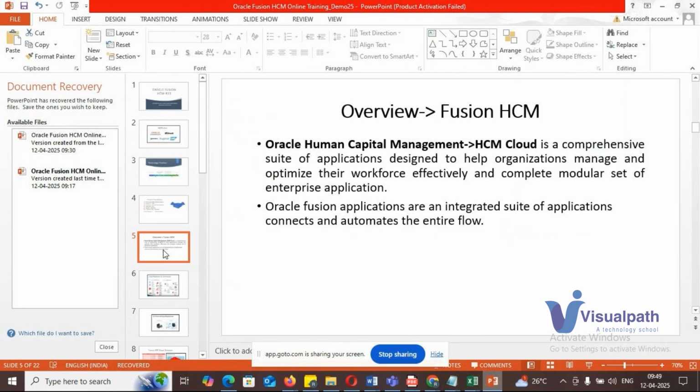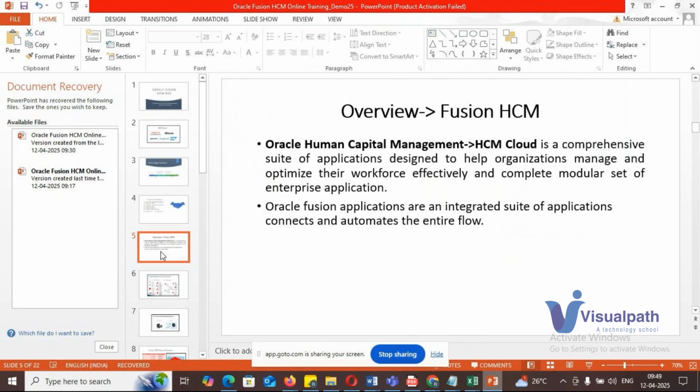For the person, what is the job role, what is the grade, what is the function, and what are the positions they had, right? So everything will be managed in the system, whatever is being done manually. Here we have to maintain the data and record of the person in the system, in the application, in Oracle Fusion.